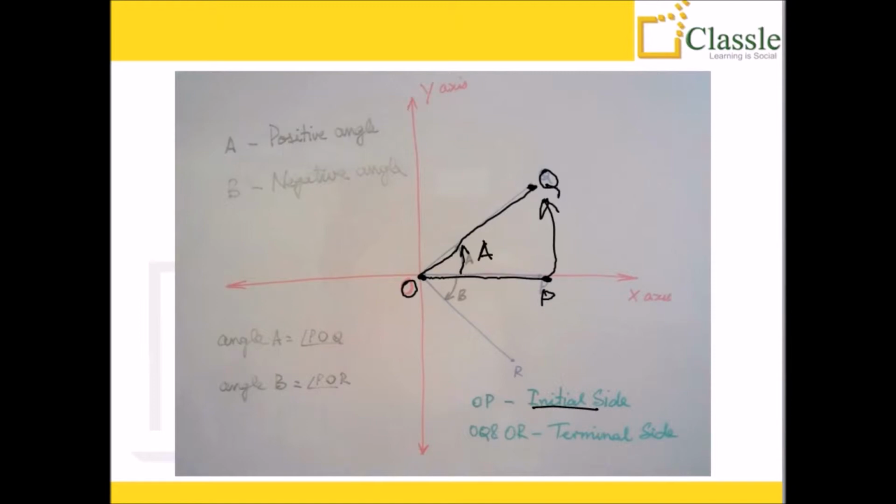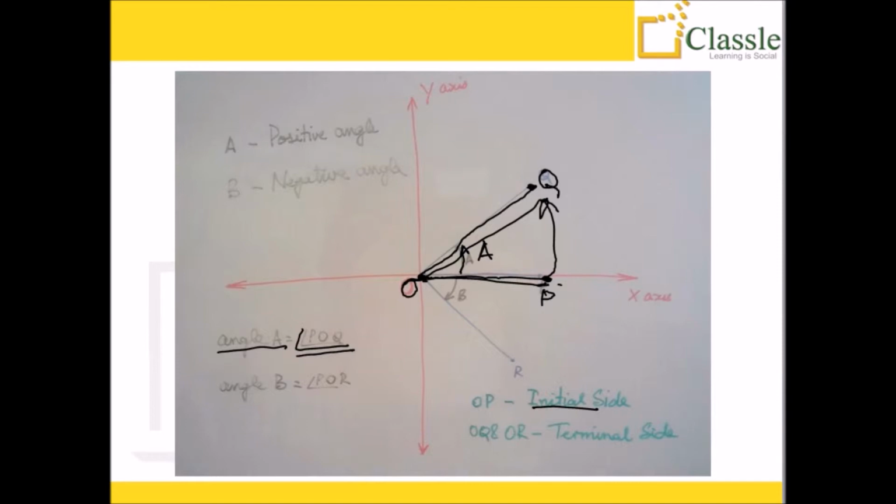The amount of rotation is the angle A. So normally it is shown angle A is POQ. So POQ is the angle of rotation. We have to say POQ because it is a counterclockwise rotation.